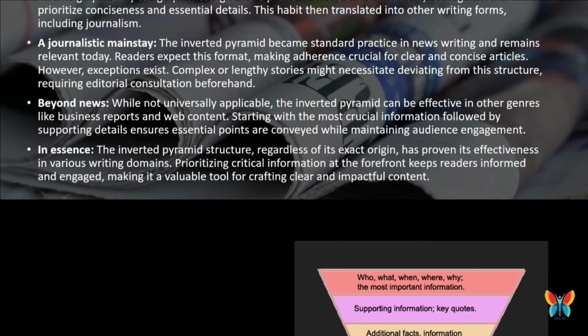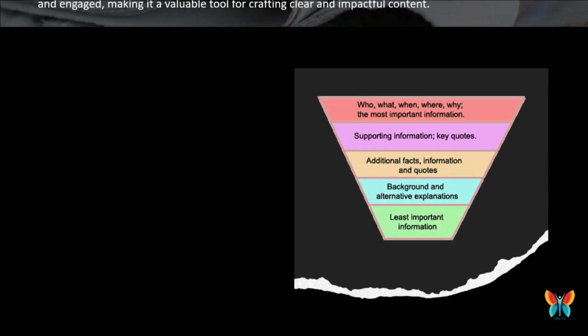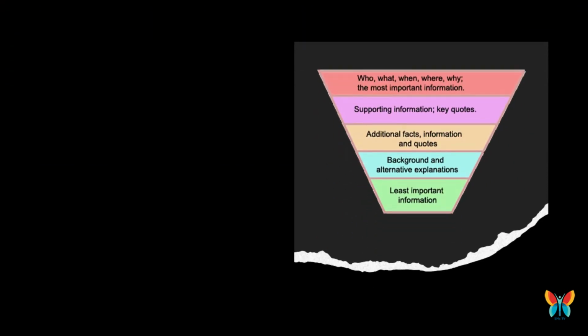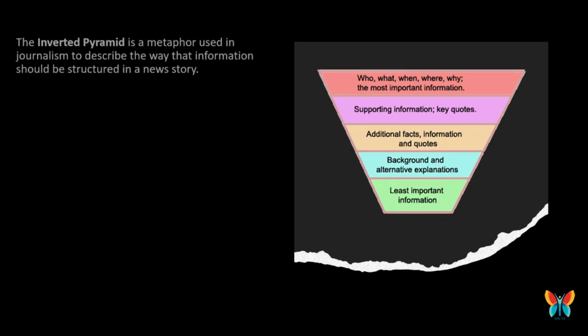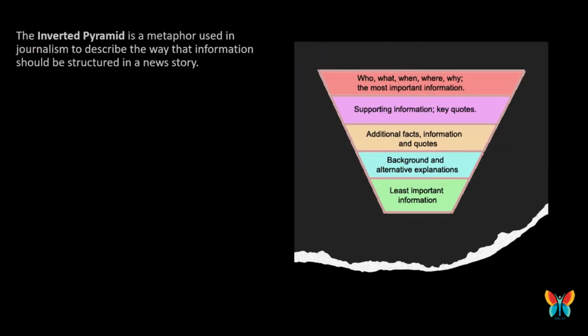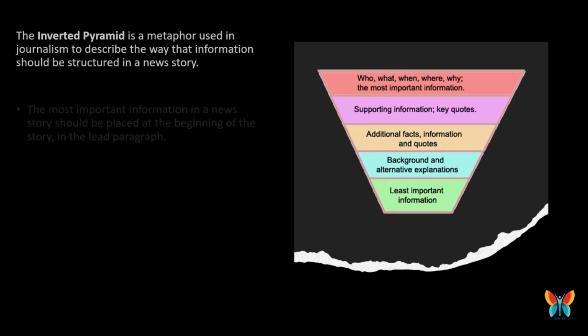in a news story. The most important information in a news story should be placed at the beginning of the story, in the lead paragraph. This is because readers are most likely to read the beginning of a story, and journalists want to make sure that they get the most important information across even if the reader doesn't finish the story.